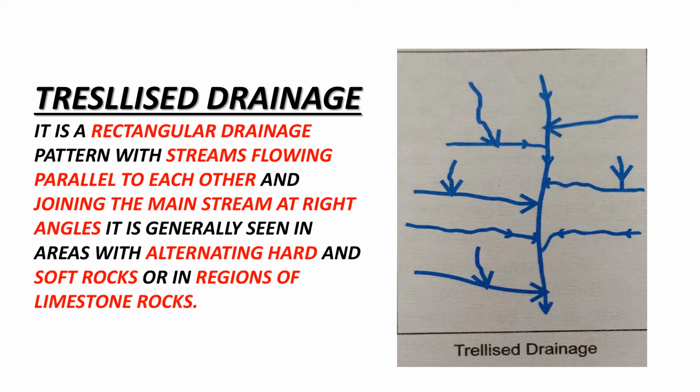Trellis pattern, this is another type of pattern. It is a rectangular drainage pattern with streams flowing parallel to each other and joining the main stream at right angles. It is generally seen in areas with alternating hard and soft rocks or in regions of limestone rocks. Here in the figure, you see the tributaries are forming right angles with the main river. So this is known as the trellis drainage pattern.